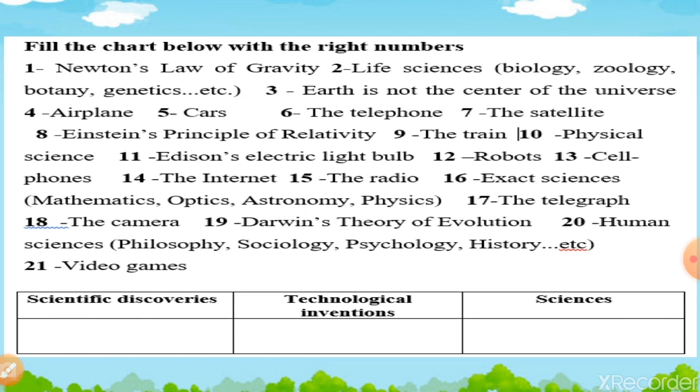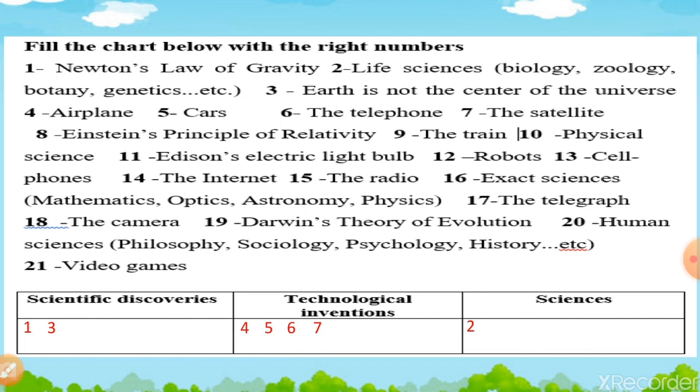Great. Let's correct. So number 1, Newton's law of gravity. This is a scientific discovery. Excellent. Life sciences like biology, zoology and botany, genetics, these are sciences. Excellent. Yes. Earth is not the center of the universe. Yes, great. It's a scientific discovery. Airplane, cars, the telephone, the satellite, all of these are technological inventions. Great.